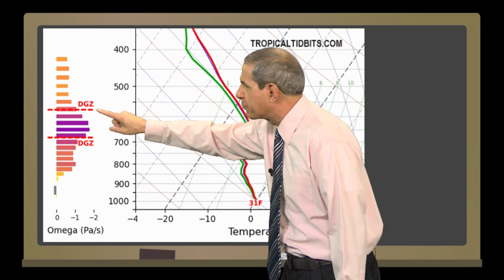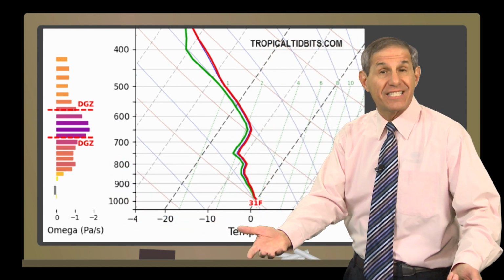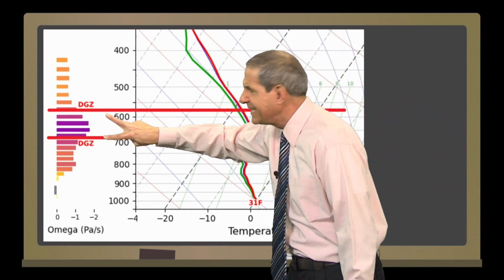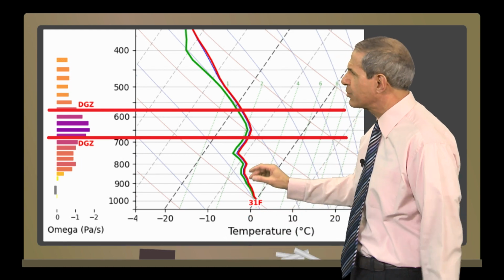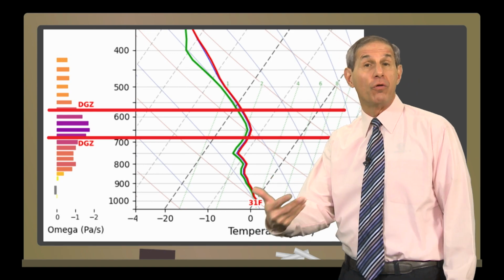Now, those orange and purple bars on the left side of the diagram indicate the air was rising, and that's particularly important in the layer between the 2 levels marked, which stands for Dendritic Growth Zone. It's here that snow crystals grow most efficiently, leading to higher snowfall amounts.